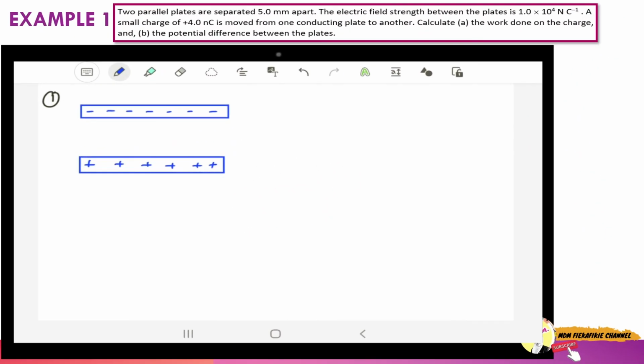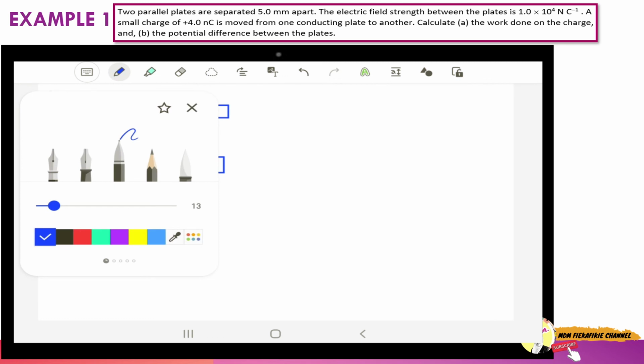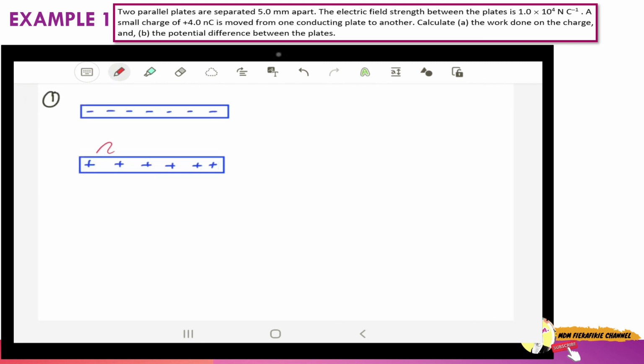Example 1: we have two parallel plates separated 5.0 millimeter apart, and the electric field strength between the plates is given as 1.0 times 10 to the power of 4 newton per coulomb. A small charge of positive 4.0 nanocoulomb is moved from one conducting plate to another. Calculate the work done on the charge and calculate the potential difference between the plates. Here I have the plates, and the direction of the electric field must be from the positive to the negative plate, in this direction.